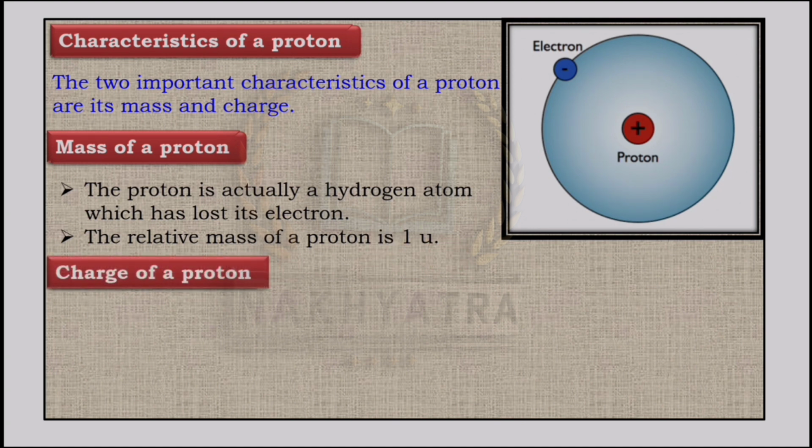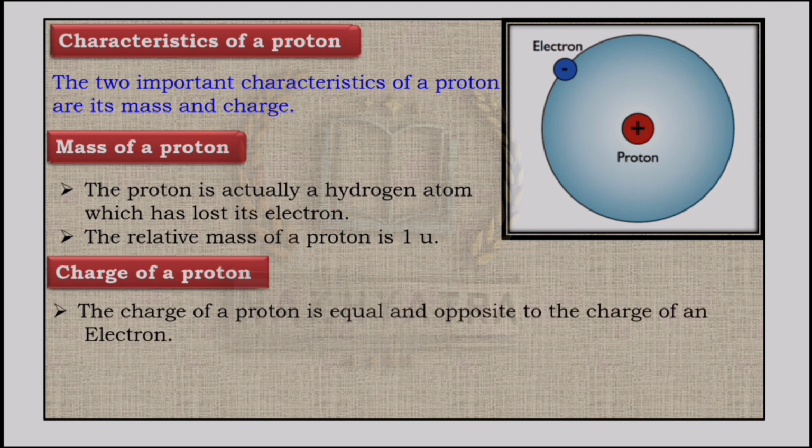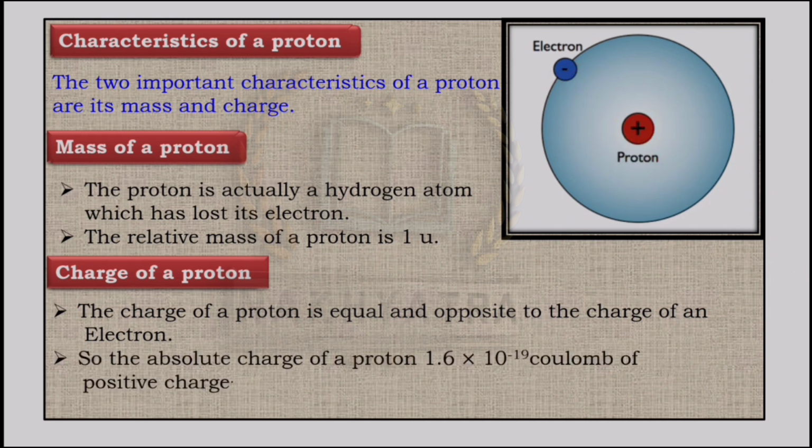Now let us see the charge of a proton. The charge of a proton is equal and opposite to the charge of an electron. So proton is positively charged, whereas electron is negatively charged. The absolute charge of a proton is 1.6 × 10^-19 coulomb of positive charge. In other words, the relative charge of a proton is +1.